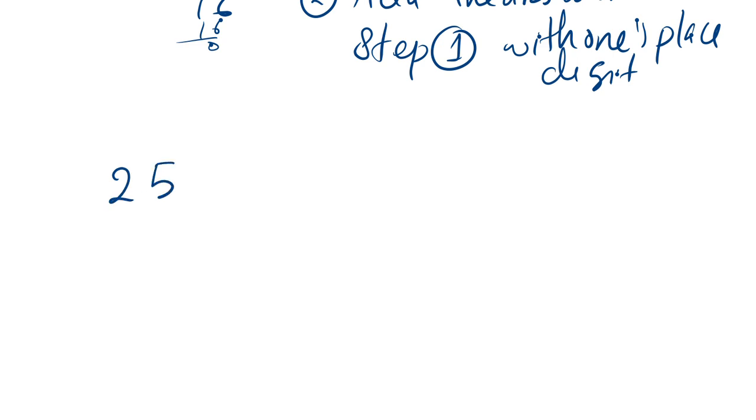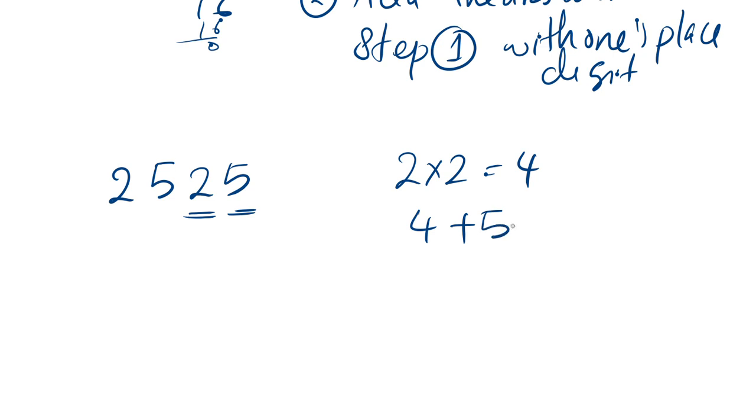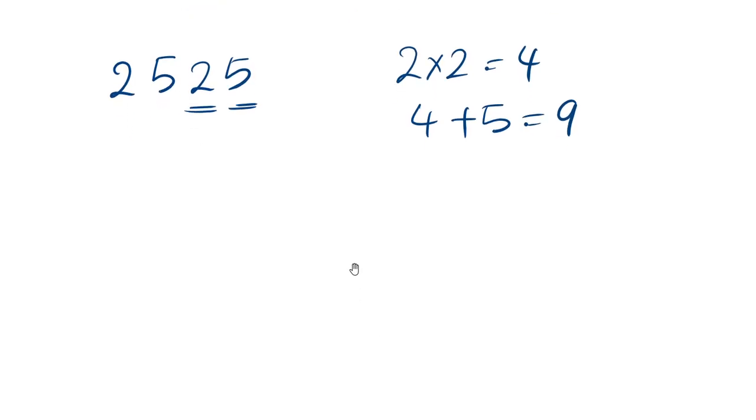2525. So the tens place digit is 2. So 2 times 2 is equal to 4. Then 4 plus the 1's place digit, 5, is equal to 9. 9 is not a multiple of 4. So this number is not divisible by 4.